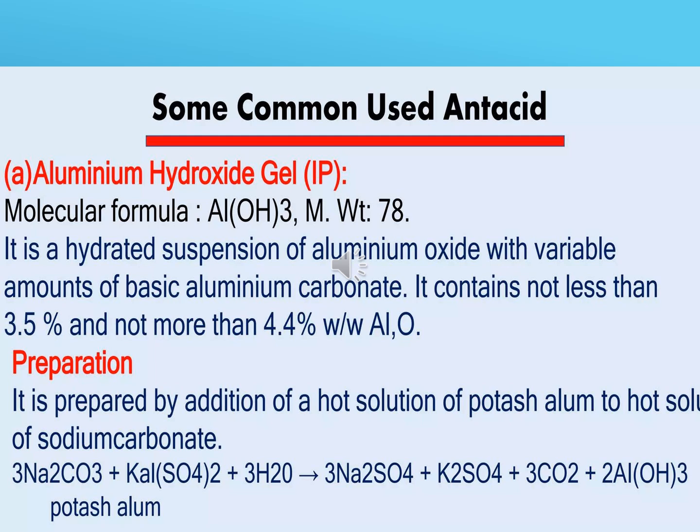Preparation. It is prepared by addition of a hot solution of potash alum to a hot solution of sodium carbonate. So here is the reaction: sodium carbonate plus potash alum plus water gives sodium sulfate plus potassium sulfate plus CO2 plus aluminum hydroxide.